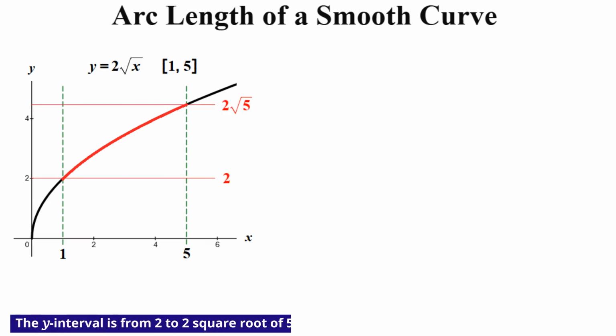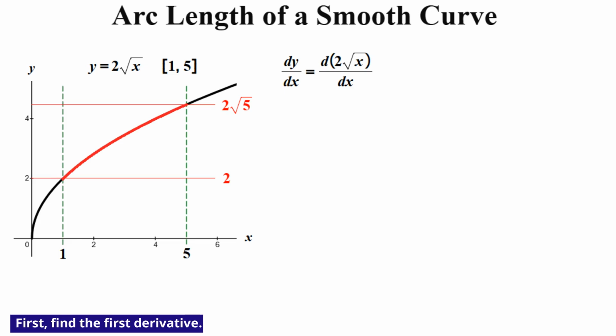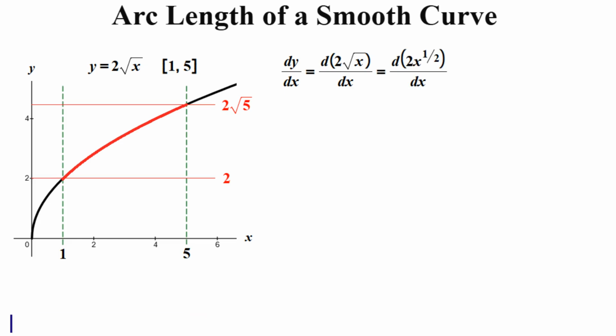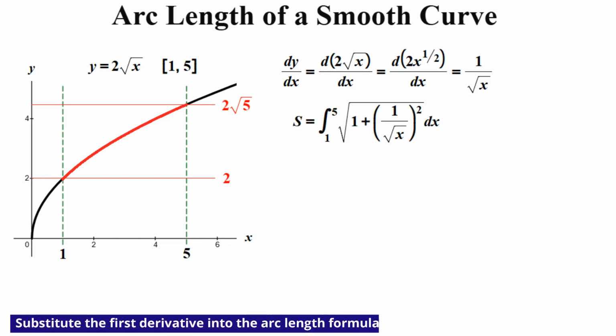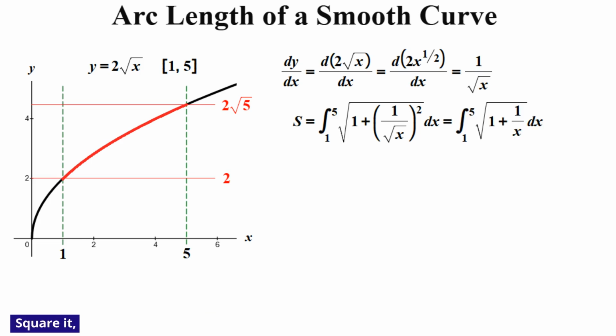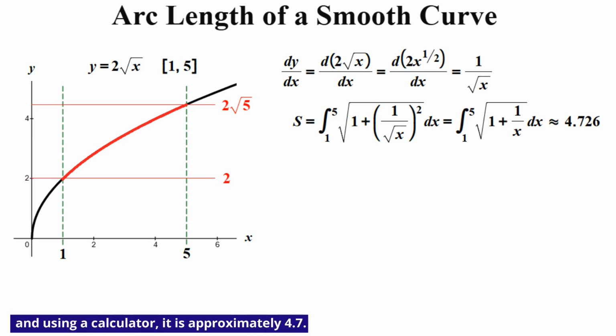The y-interval is from 2 to 2 square root of 5. First, find the first derivative. Using the power rule, it is 1 over square root of x. Substitute the first derivative into the arc length formula. Square it. And using a calculator, it is approximately 4.7.